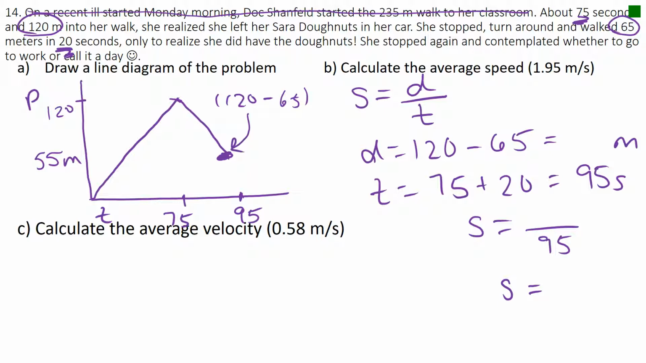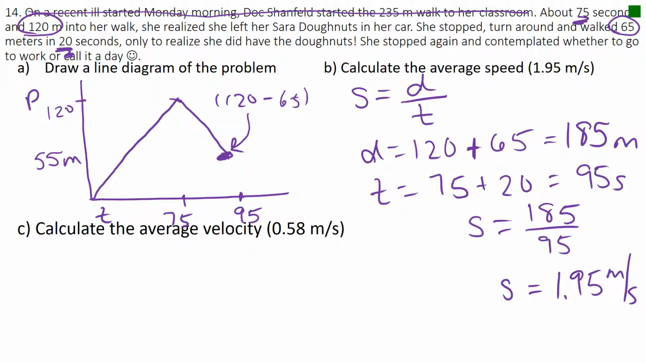Oh, look what I did. I subtracted here instead of added. I knew something wasn't right. So 120 plus 65 is 185. Yes, that's better. So this distance is 185. I was doing velocity. All right, so S is going to be 1.95 meters per second.